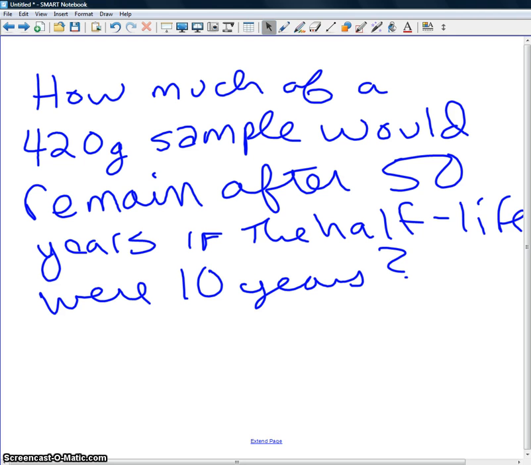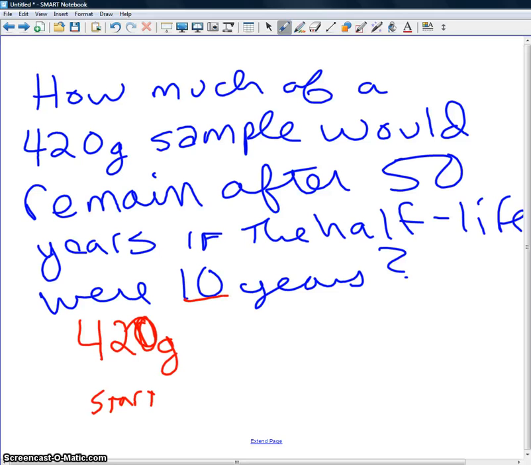On a problem on a homework or a test, it would look something like this. How much of a 420 gram sample would remain after 50 years if the half-life were 10 years? And so you can pretty much just figure this out. There's shorter ways, but we'll just go with the simplest. So 420 grams is what we start with. And so we're going to go 50 years. But you can't go all 50 at once. You've got to go one step at a time.